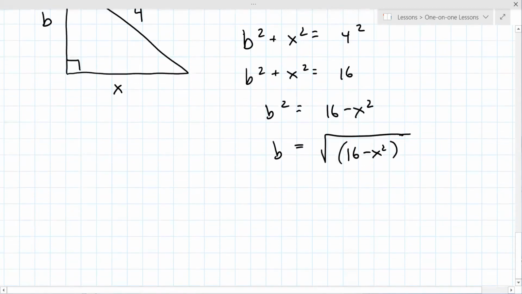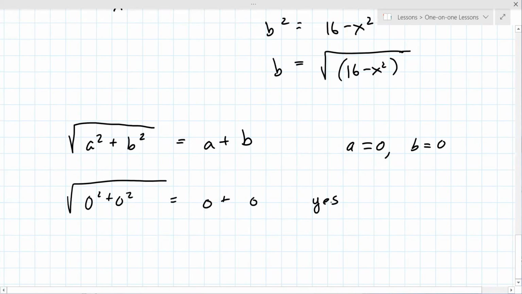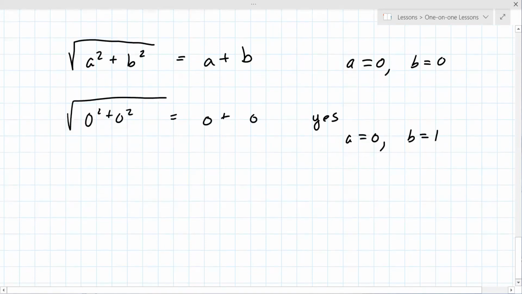And what I did is I took the square root of x squared plus b squared equals 16. You can't do that. That's an impossibility. So if we need to explain that, we can do that. What you're trying to do is say the square root of a squared plus b squared equals a plus b. And let's see if that ever actually works, okay? Let's say a is 0 and b is 0. Is the square root of 0 squared plus 0 squared equal to 0 plus 0? Yes. Now let's try it for a equals 0 and b equals 1. Let me know if that's true or false for that one.